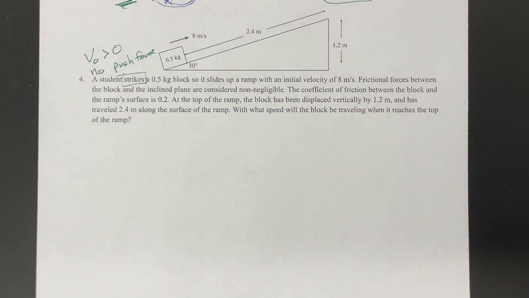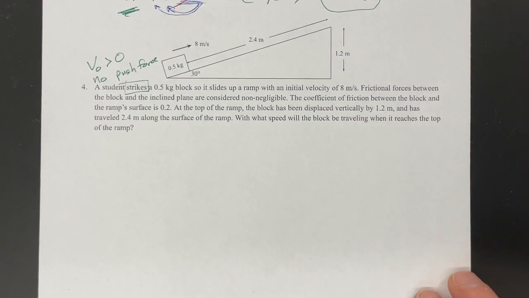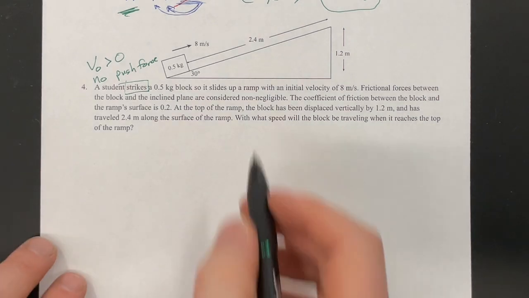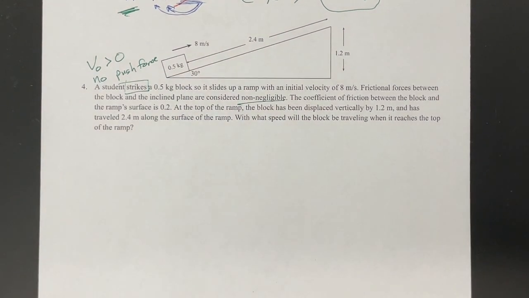Strikes a 0.5 kilogram block, so it slides up a ramp with an initial velocity of 8 meters per second. Frictional forces are considered non-negligible. Okay, so we have friction. Coefficient of friction is 0.2. At the top of the ramp, the block has been displaced vertically by 1.2 meters and has traveled 2.4 meters along the surface of the ramp.